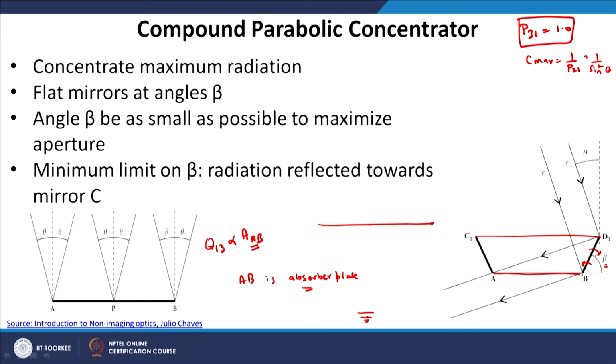But if we keep on increasing beta, what will happen is the radiation will not pass through A, rather it will fall on AC and then here, and then it will be reflected back, and this is something we want to avoid. So, what we want is radiation coming from this side should be reflected onto A or focused onto A. No radiation coming from this side should fall beyond A. So, there is a limit on the value of beta. Beta cannot be small enough that the radiation coming from the direction R1 falls on mirror AC. Okay. So, there is a limit on it.